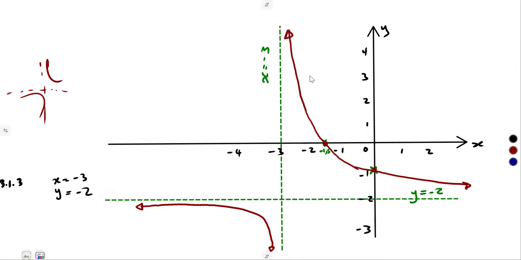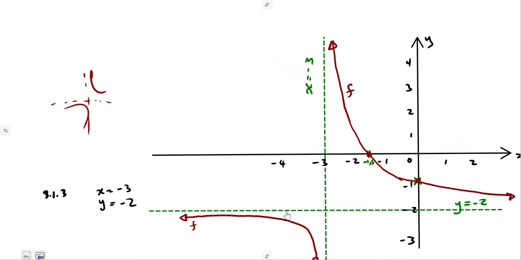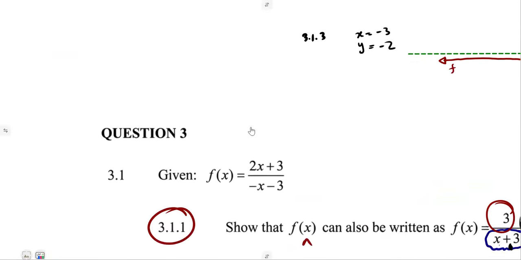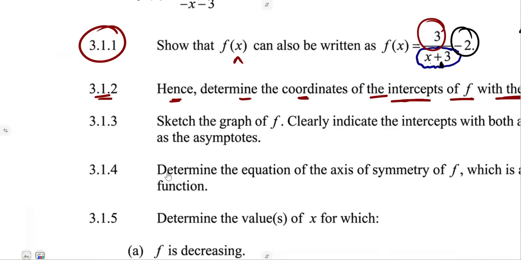So this is our f. You can indicate it this side, or on this piece. It is up to you. So that is it. Our x is minus 3 as an asymptote. Our y is minus 2. We have indicated that. That was the most important thing to have on your graph. So with this, you are going to have full marks. So that is how they can ask these typical questions.